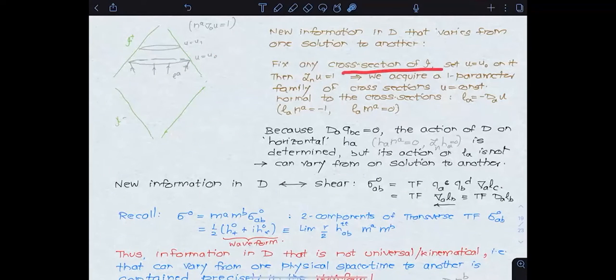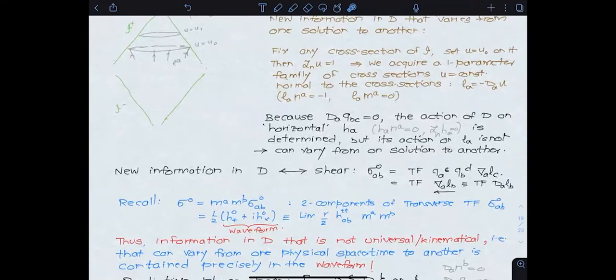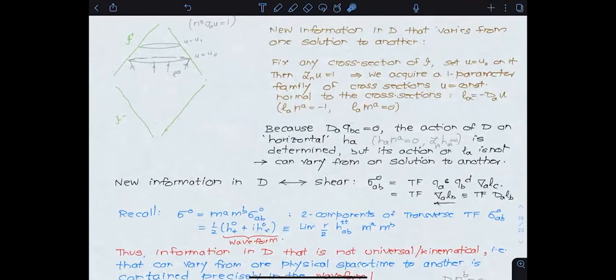So given any cross-section, we set u equal to u naught and then Lie derivative of u along n is equal to 1, or n^a grad_a u equal to 1. Therefore, we get a coordinate u, and then we acquire a one parameter family of cross-sections u equal to constant. Because u equal to u naught, I'll get u equal to u1, u equal to u2, etc. And now what we can do is look at the normal to these cross-sections. And the normal to this cross-section is the vector L that we talked about here.